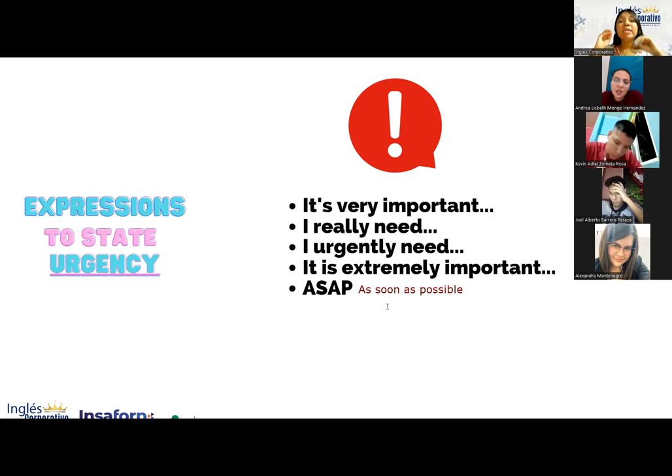For example, it is extremely important to attend the meeting. Asistir a la reunión. As soon as possible, ASAP. For example, send me the reports ASAP. As soon as possible. Send me the reports as soon as possible. So, urgency. Something that is urgent. Algo que es sumamente urgente.